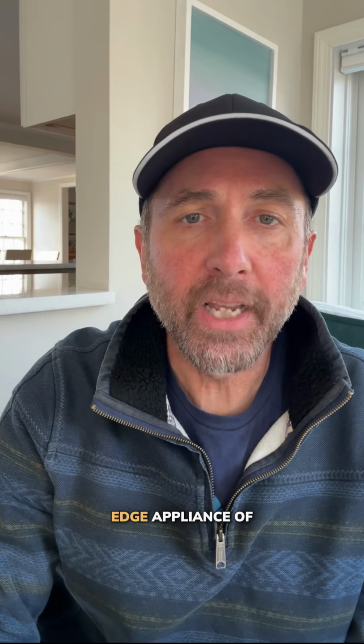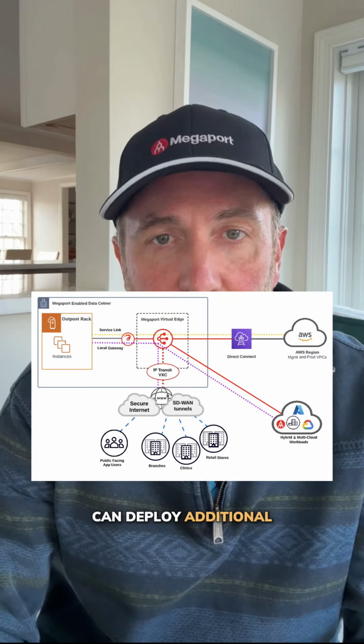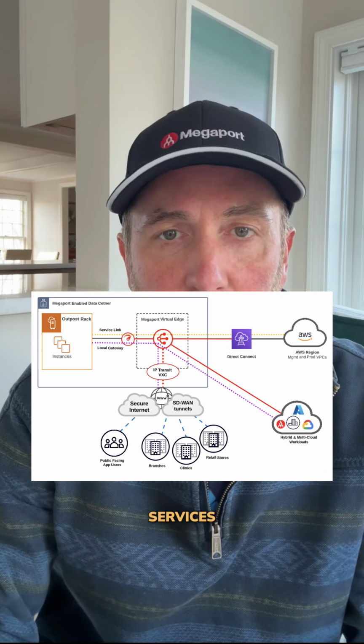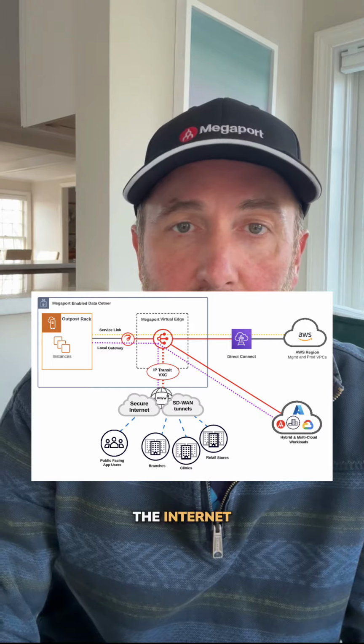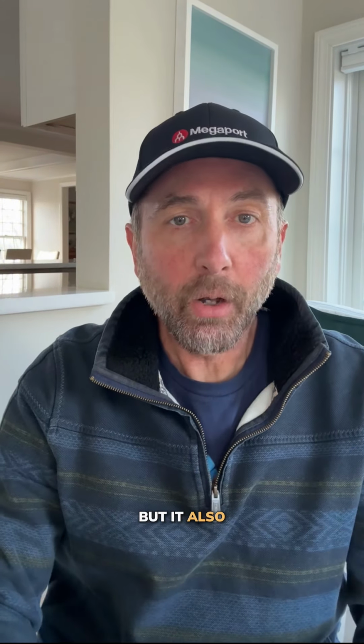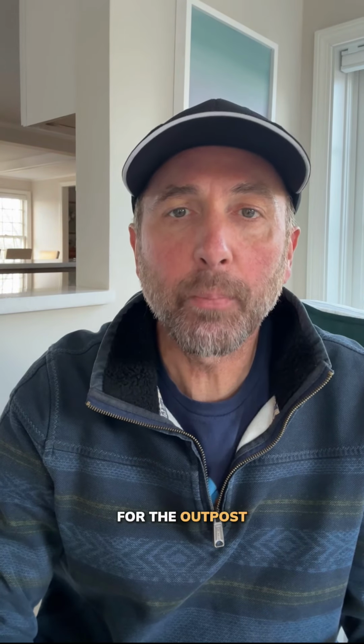Then you can set up our cloud router or virtual edge appliance of your choice. From here, you set up AWS Direct Connect links to the parent region for that service link. And then you can deploy additional connections for local gateway services to other CSPs, other data centers, or even to the internet. So this completely fast tracks the deployment process, but it also eliminates costs of extra network hardware, circuits, and data center services. You only need the space and power for the Outpost rack itself.